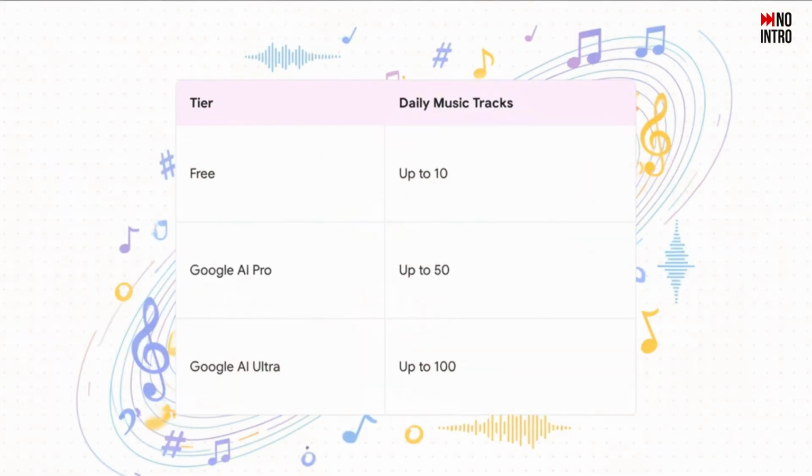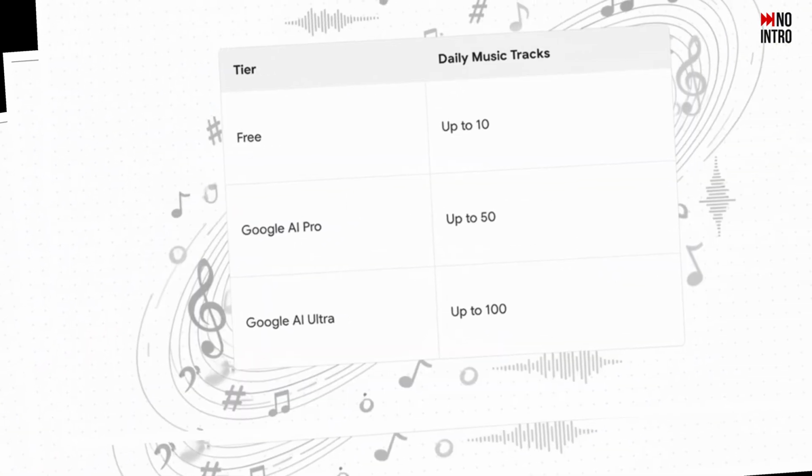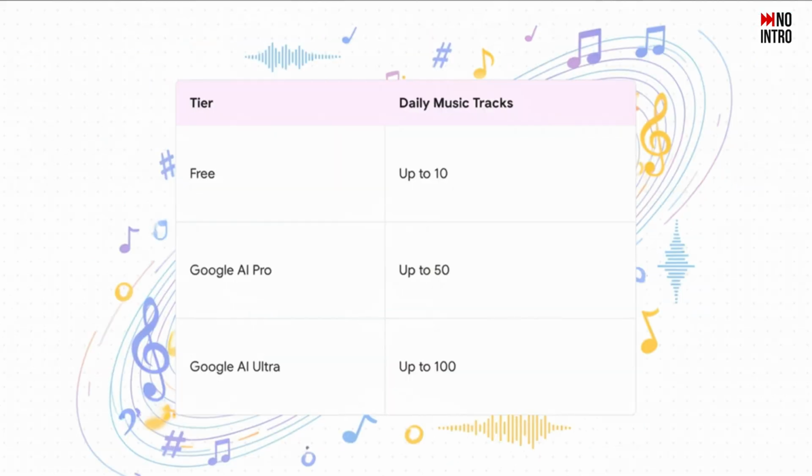Next up, your daily limit. This all depends on your Gemini subscription. If you're on the free plan, you can make a handful of tracks each day. But if you're a paid subscriber on a Pro or Ultra plan, you get way more generations, which makes it a really solid tool for anyone who creates a lot of content.